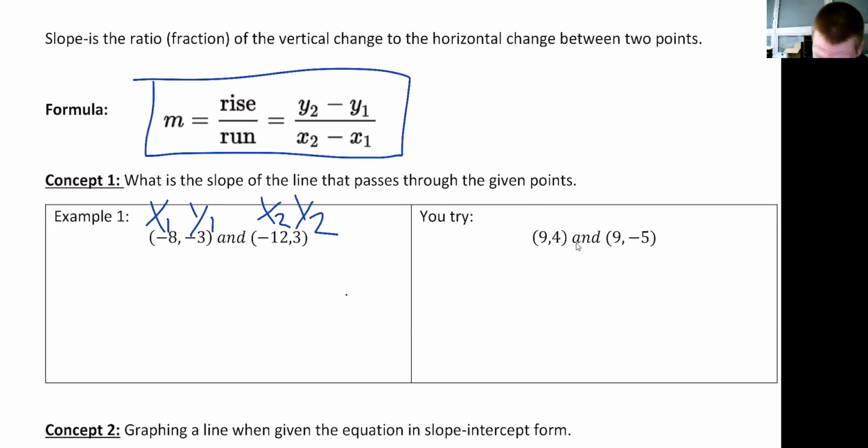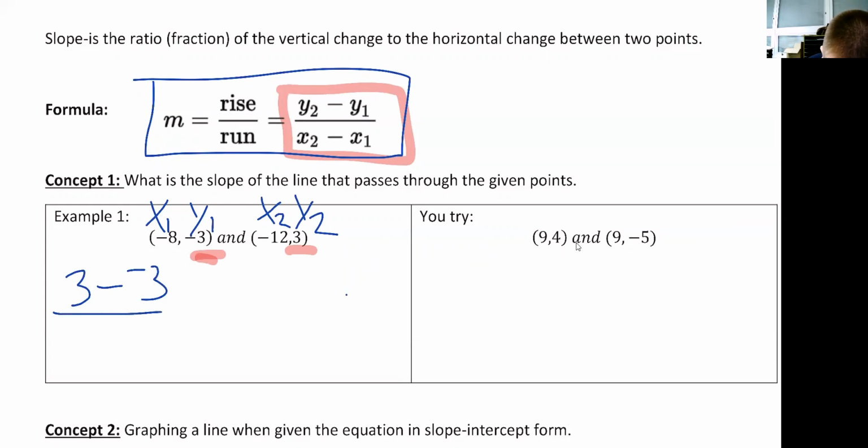So we're just going to plug them into this formula here. So y2 minus y1 goes on the top. That would be the 3 and the -3. So I do y2, so 3 minus y1, which is -3, all over. Then we do our x's. So we do -12 minus -8.